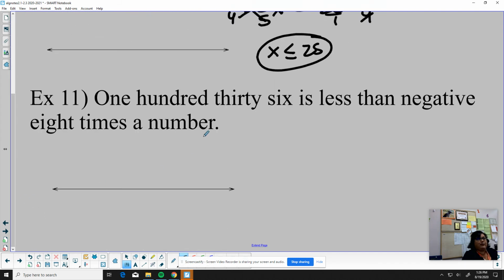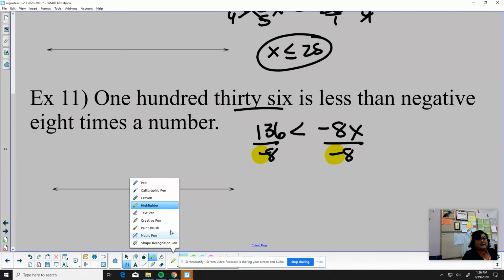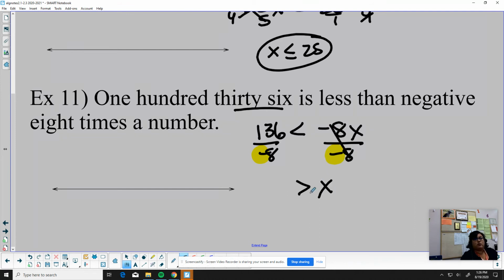Okay, and then down here, 136 is less than -8 times a number. Okay, so there's my inequality, and now to solve it, I would have to divide by -8. Again, notice that I have divided by a negative on both sides of the inequality. That means I have to switch the sign to greater than. So over here, these cancel and x drops, and 136 divided by 8 is -17.